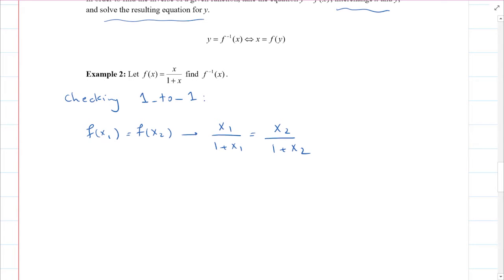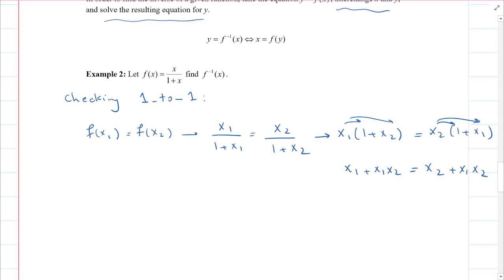In this case, I'm going to cross multiply this equation, and that gives me x1 times (1 plus x2) equals x2 times (1 plus x1). And then I'm going to distribute this. That gives me x1 plus x1 x2, distribute this side, x2 plus x1 x2. So here you see that I can subtract x1 x2 from both sides, or I can cancel them. What this implies is that x1 equals x2.